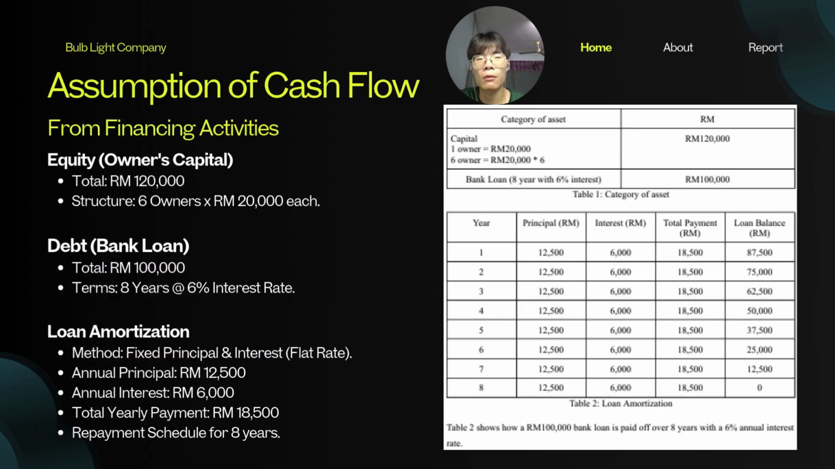Next, we will go to the assumptions of cash flow from the financing activities. For the financing activities, 6 owners contributed 20,000 ringgit each, providing 120,000 ringgit in capital. We also have secured a bank loan of 100,000 ringgit. This is an 8-year loan with a 6% interest rate, which requires us to pay approximately 18,500 ringgit annually in principal and interest. This structure allows us to maintain our liquidity while establishing the business.